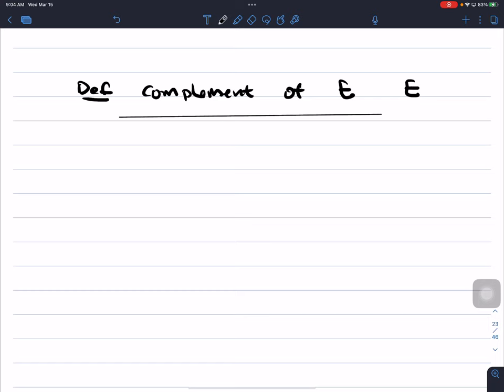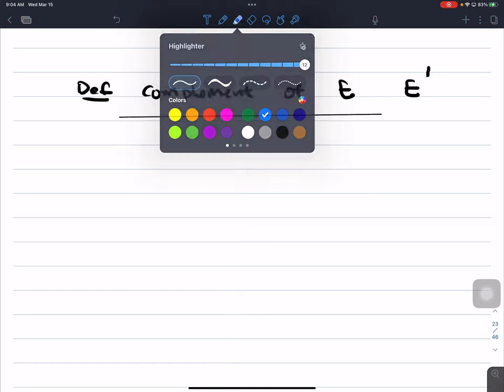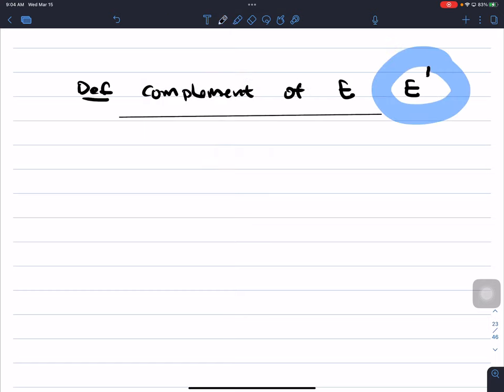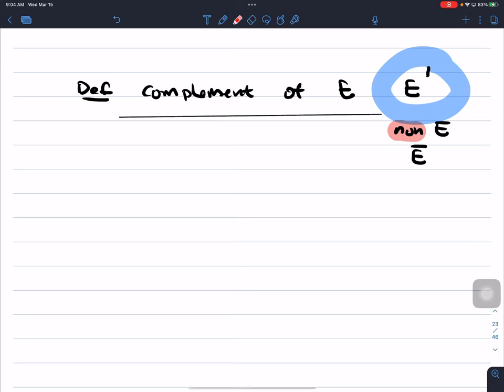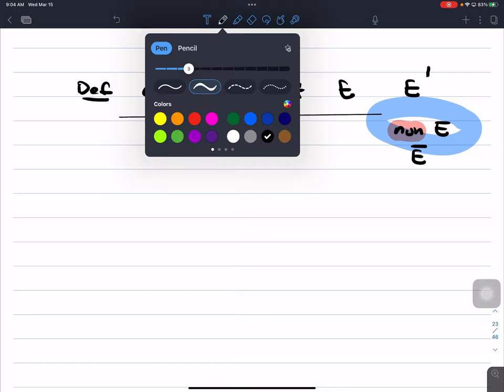E prime, what does that actually mean? This is what? Non-E, or E with that line there. This is the notation I use here, and for non-E I use the language. But all of this is describing the complement of an event. Now, this is the complement.